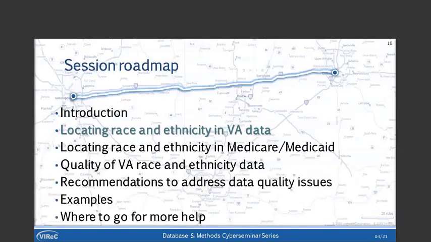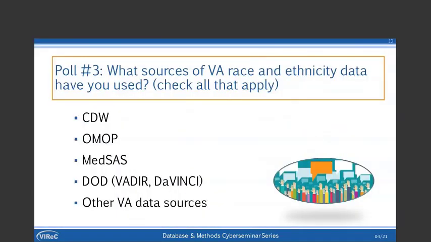So where do we find data on race and ethnicity in VA? Before we get into that, I do have two more poll questions. The first question is, what sources of VA race and ethnicity data have you used? And please check all that apply. The first is CDW, OMOP, MedSAS, DoD, such as Vader or Da Vinci, or other VA data sources. Thank you. So that poll is now open. Again, please remember to hit submit for your answers to be recorded.